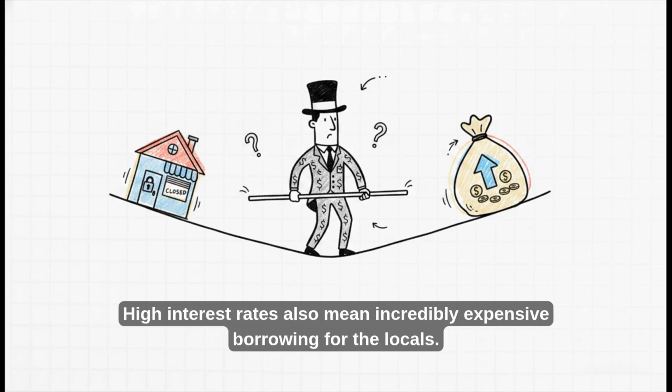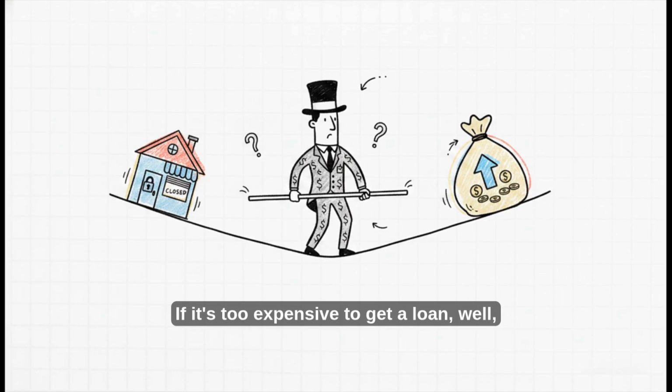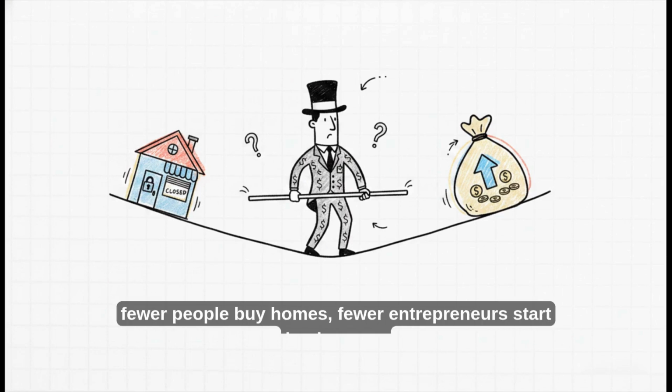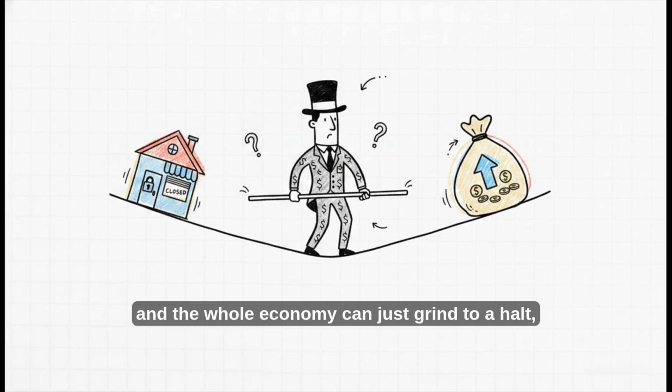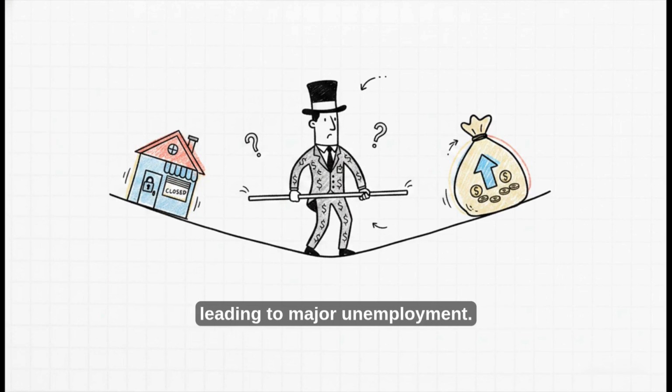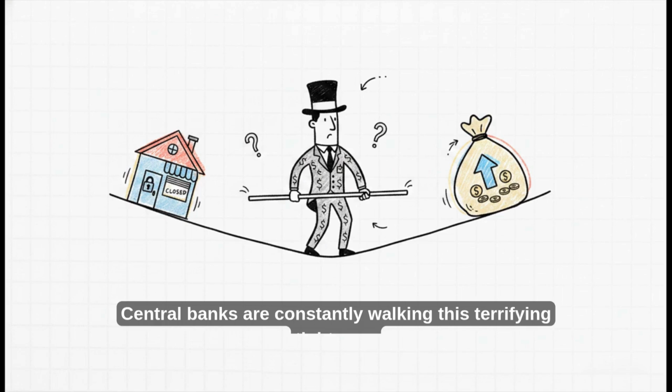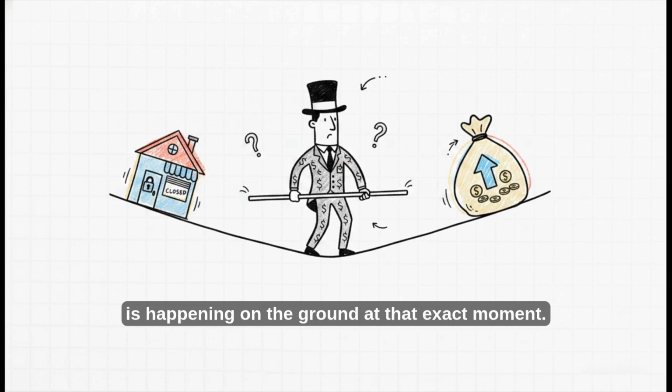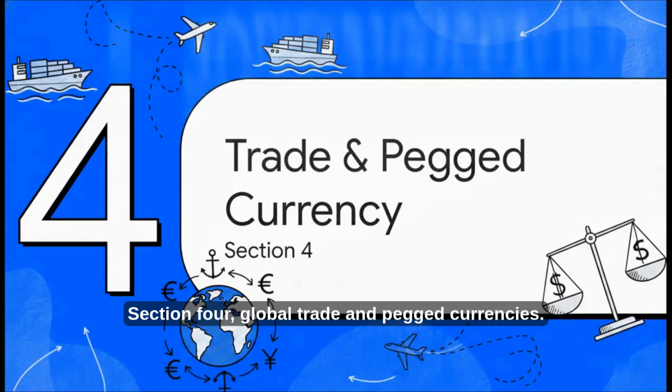High interest rates also mean incredibly expensive borrowing for the locals. If it's too expensive to get a loan, well, fewer people buy homes, fewer entrepreneurs start businesses, and the whole economy can just grind to a halt, leading to major unemployment. Central banks are constantly walking this terrifying tightrope, constantly adjusting rates based on whatever is happening on the ground at that exact moment. Section 4.